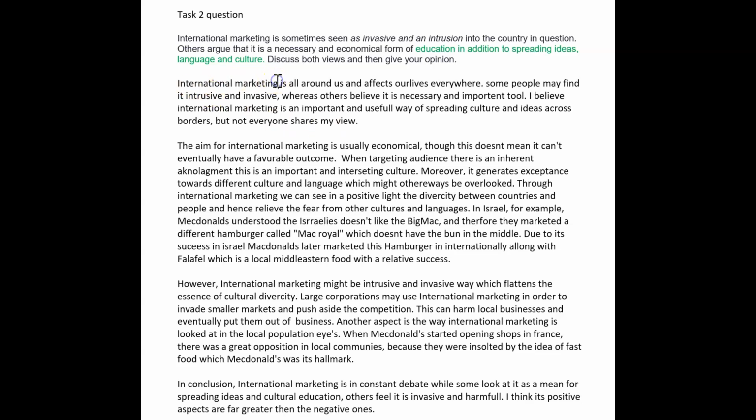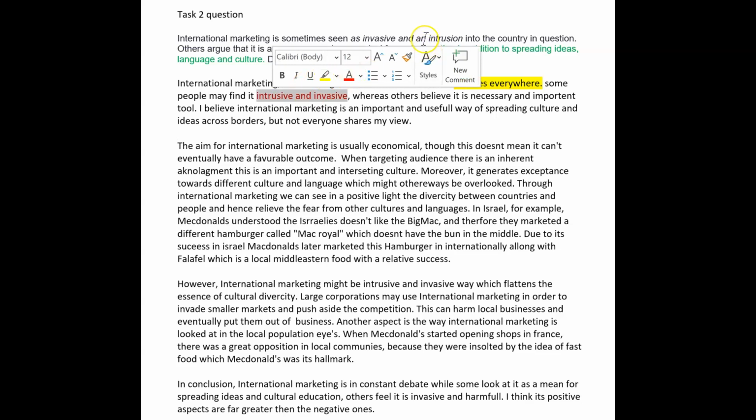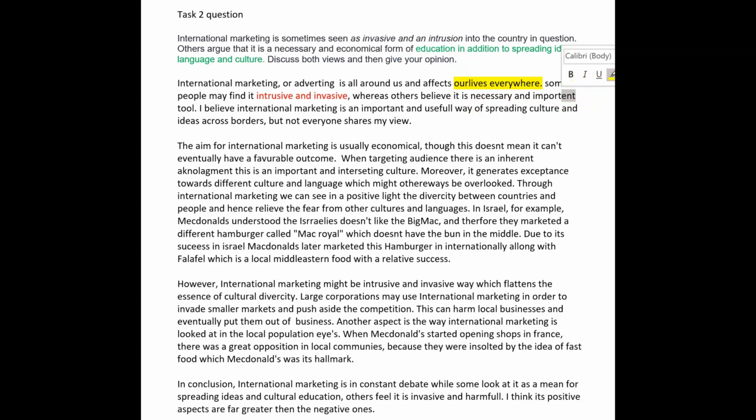So international marketing or advertising, it's all around us. Yeah, I would say it's present in all parts of the world and affects our lives everywhere. Yes, I mean, affects, maybe be a bit more specific, it affects consumer choices or influences consumers everywhere. Capital letter, may find it intrusive and invasive. Don't use the same words as the examiner. You need to use your own words here. Others believe it necessary and important tool. Spelling of there important, but you don't want to use the same words at all as the examiner.